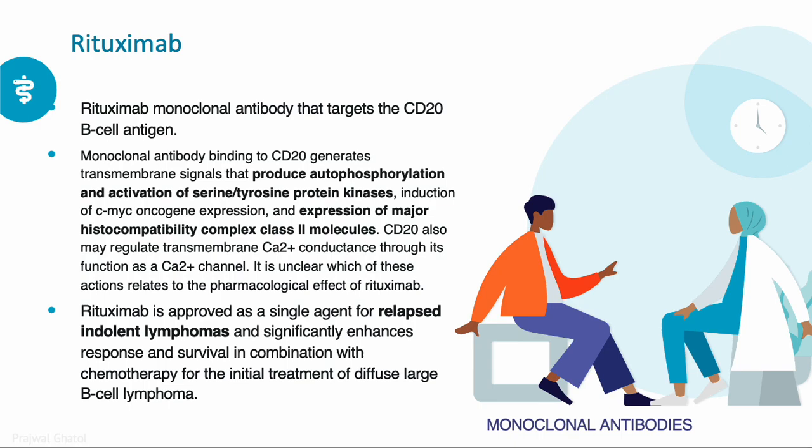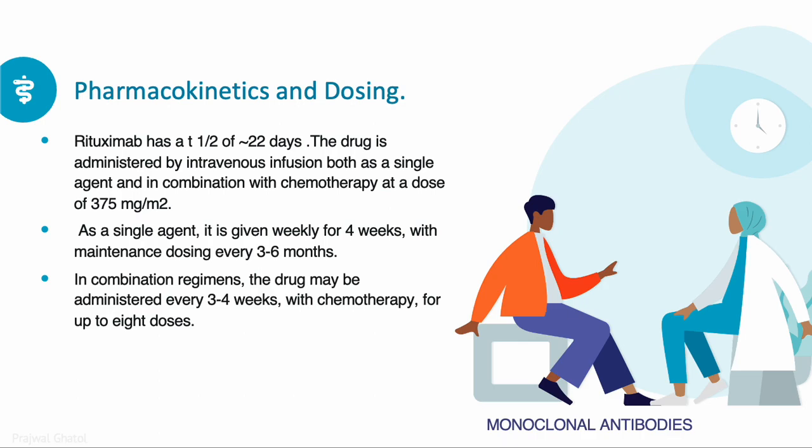Rituximab is approved as a single agent for relapsed indolent lymphomas and significantly enhances the response and survival in combination with chemotherapy for the initial treatment of diffuse large B cell lymphoma. Rituximab has a half-life of 22 days.